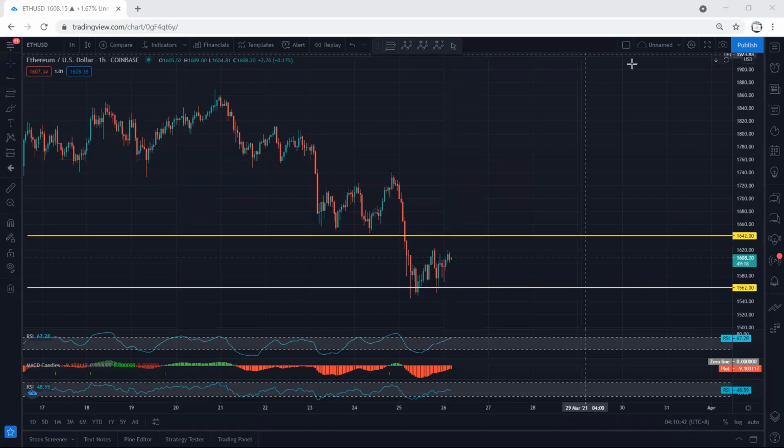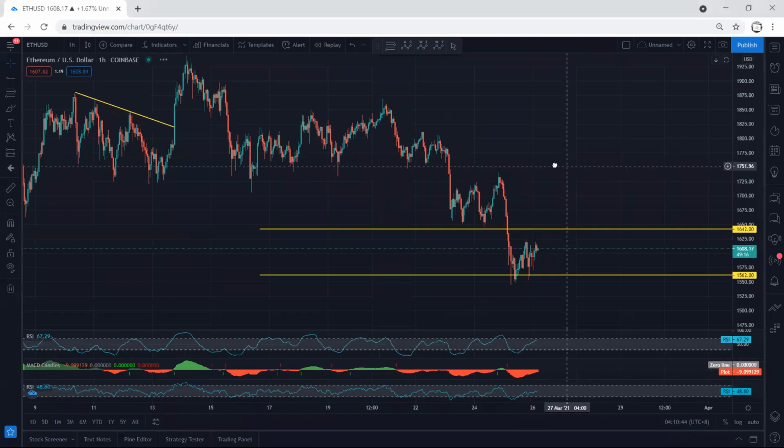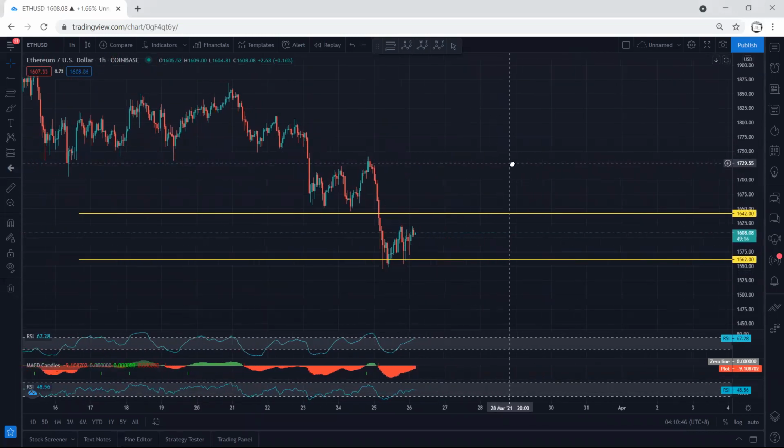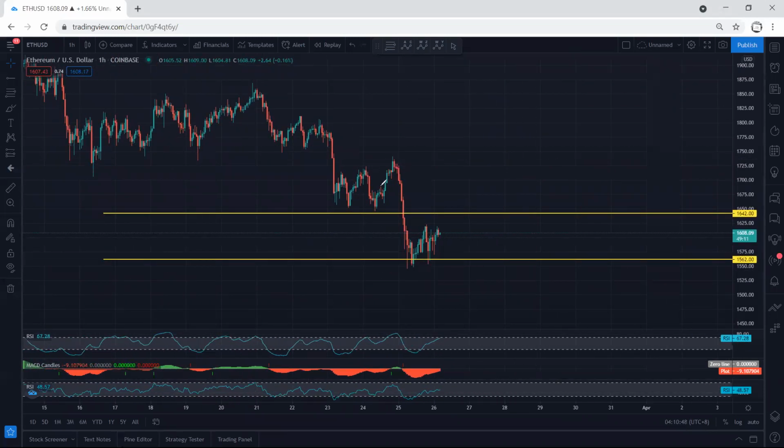ETH, we start with 1 hour chart. Okay, if we refer to our analysis, we have been looking for the down, and as what we expected. The first time we expected the price to drop to 1642. This is what we get, and now we get 1562 as well. All right, this is what we have expected.